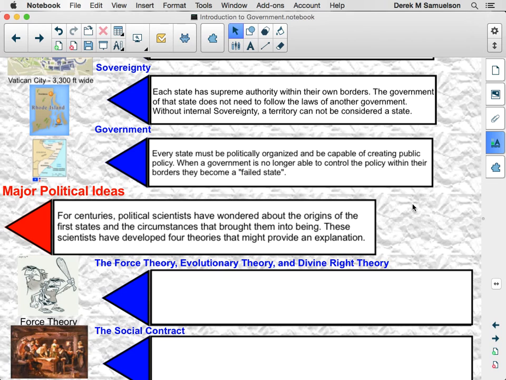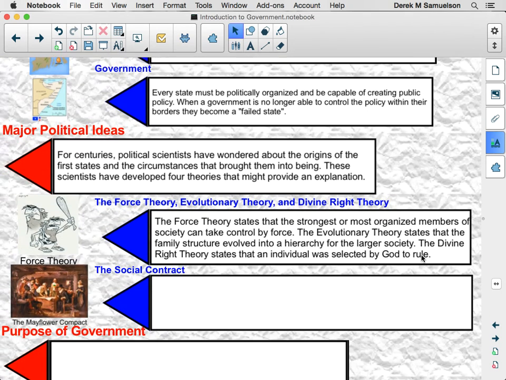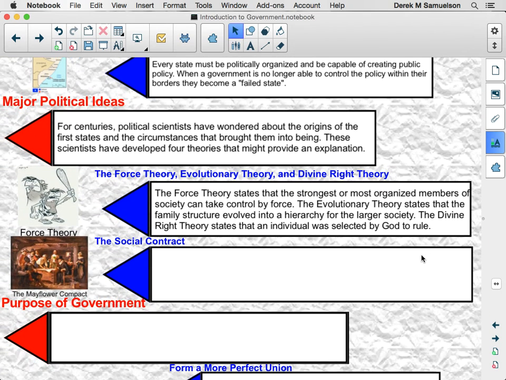For centuries, political scientists, that is, people who study government, have wondered about the origins of the first states and the circumstances that brought them into being. That is, they try to figure out why we have states, why we have governments, why did these things exist in the first place? And these political scientists have developed 4 main theories that provide an explanation of how governments and states have come into existence. The force theory is one of those ideas.